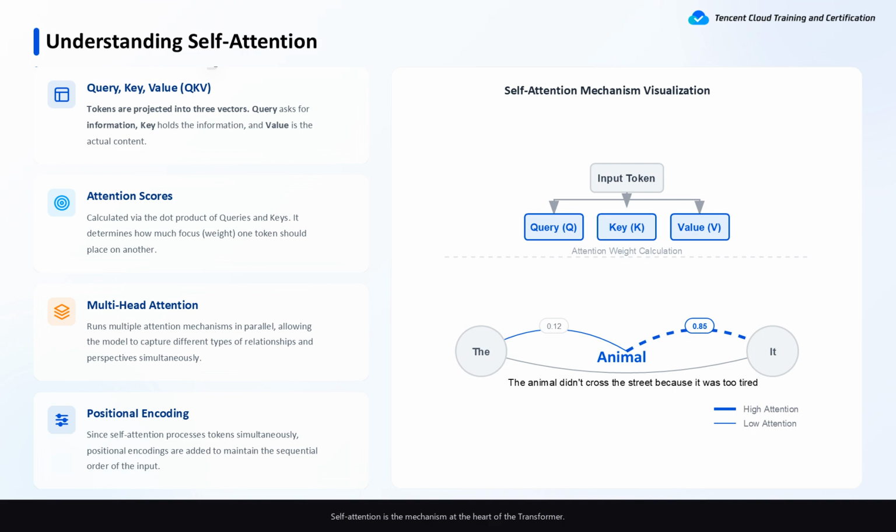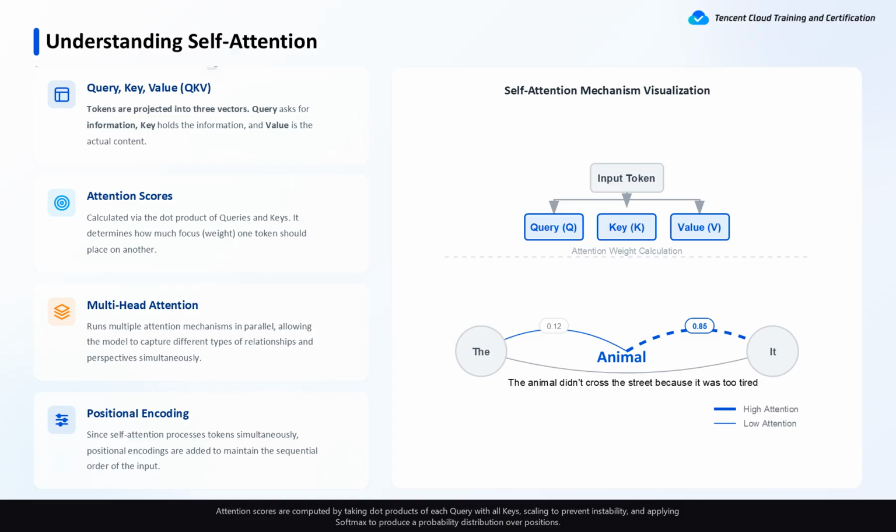Self-attention is the mechanism at the heart of the transformer. It uses three learned vectors: query, key, and value. Think of it as a soft information retrieval system. The query represents what a position is looking for. Keys advertise what information each position has available. Values contain what each position will contribute when attended to.